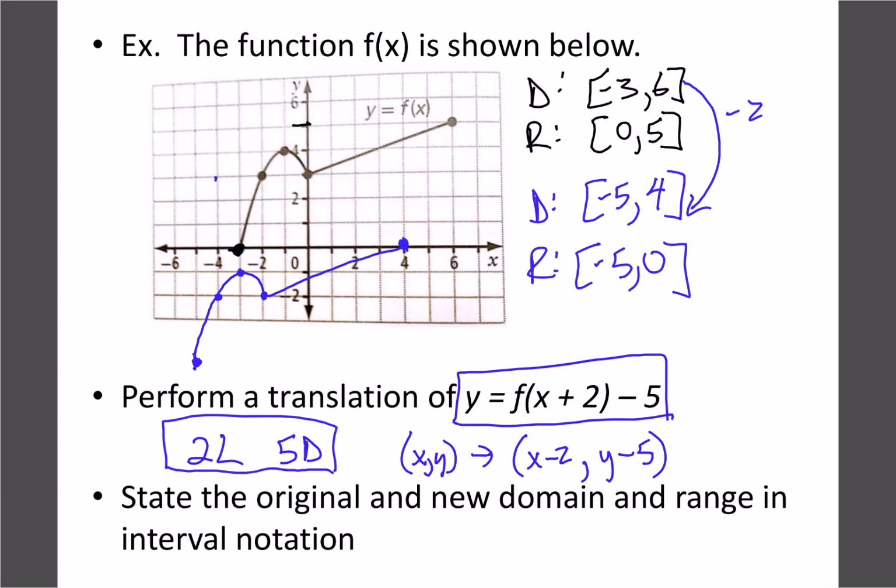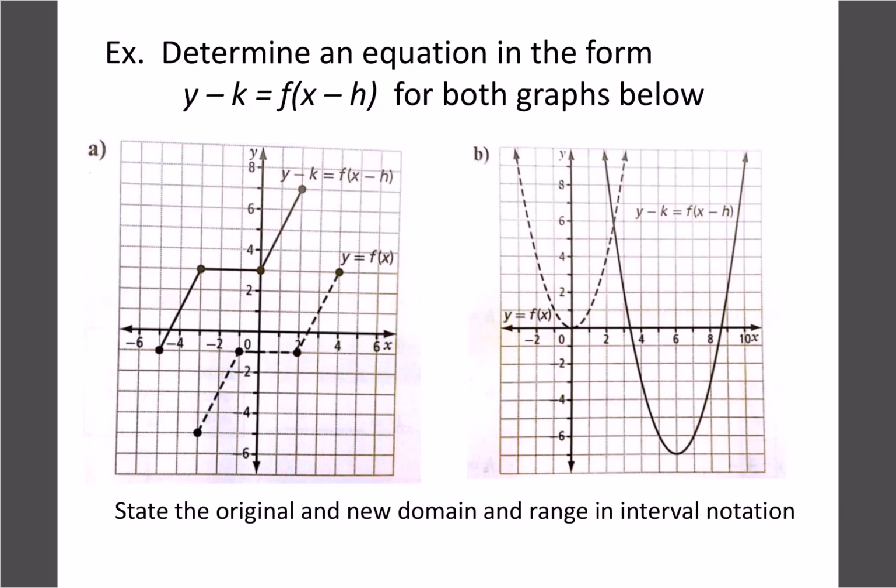And the same thing happens for the range. Our range was 5 down. So if you compare the two range values, we basically just subtracted 5 from both of those. 0 take away 5 and 5 take away 5. Okay, so if you know the starting domain and range, you can actually figure out what the new domain and range is without ever seeing the graph, and it works quite well. So let's do one more.